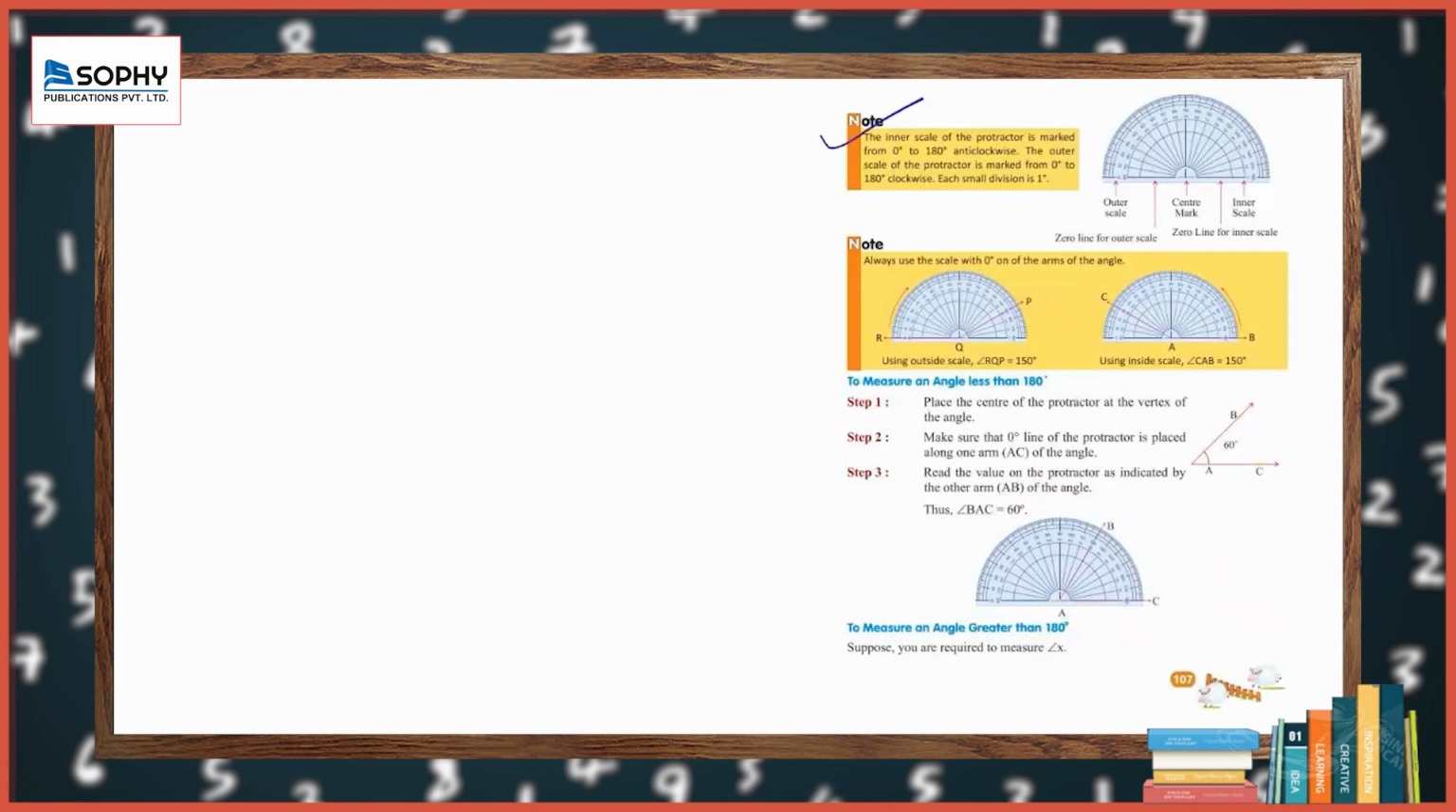Now let's look at the note, students. The inner scale of the protractor is marked from 0 to 180 degree anti-clockwise. The outer scale of the protractor is marked from 0 to 180 degree clockwise. Each small division is 1 degree. This is the center mark, students. It is outer scale and this is inner scale. And this is a 0 line for inner scale.